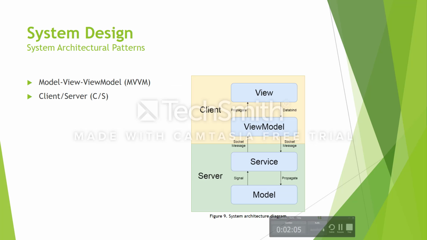In our system design for GoDutch, we used both model view model and client-server architectural patterns. As shown in Figure 9, the view model is propagating changes to both view and model, while the view is in the client side and the model is in the server side. The view model communicates with the model through routing services that is implemented using socket.io.